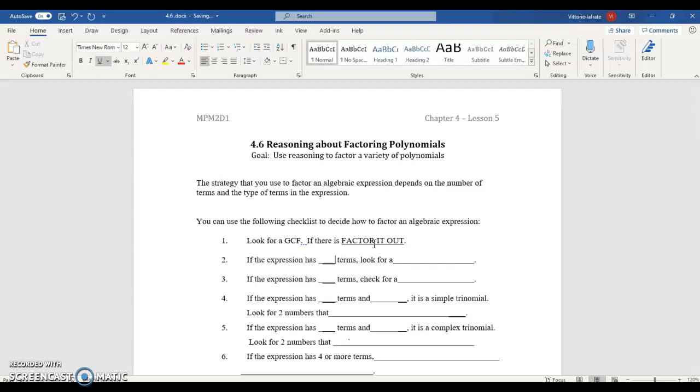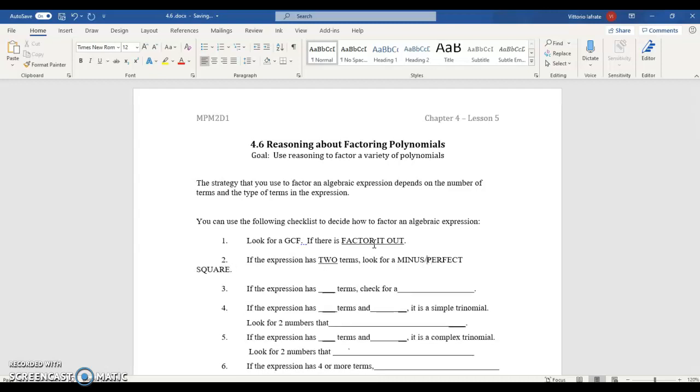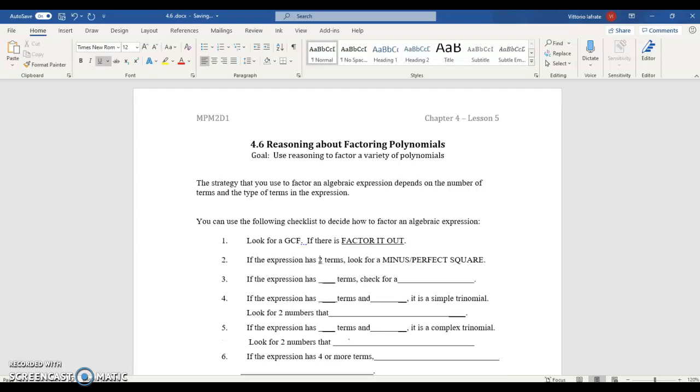If the expression has two terms, then let's take a look to see if it's a perfect square. So we'll look for a minus sign, and perfect square. And that can make things a little bit easier when it comes to factoring. So two terms, look for a minus sign and perfect square, and then you can go with the strategy from there.